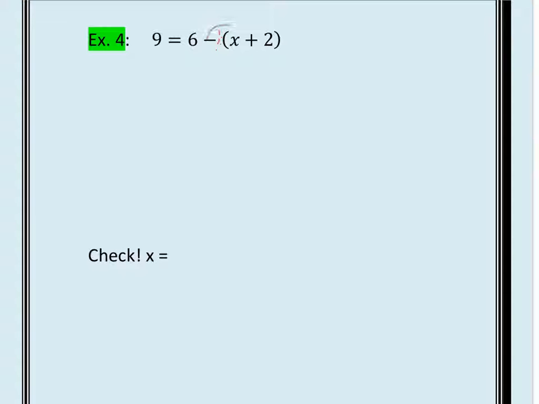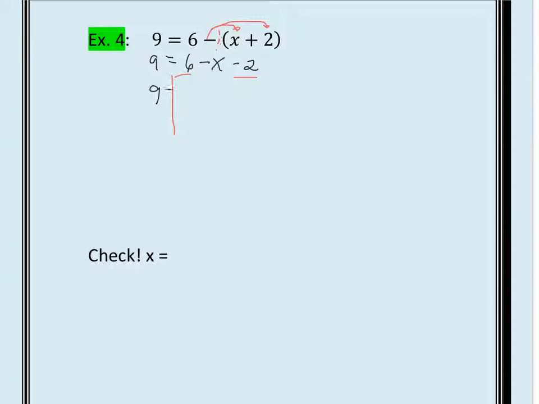And so we have to distribute a negative 1 through multiplication into everything inside those parentheses. So when we clear the parentheses, we get 9 equals, the 6 didn't change, but the negative times the x is a negative x. The negative times the positive 2 gives us a negative 2. Now, like the previous problem, we've got some like terms, but this time they're on the right side. We have a constant of 6 and a constant of negative 2. So these two items are like terms.